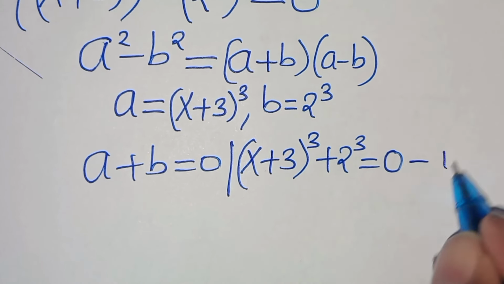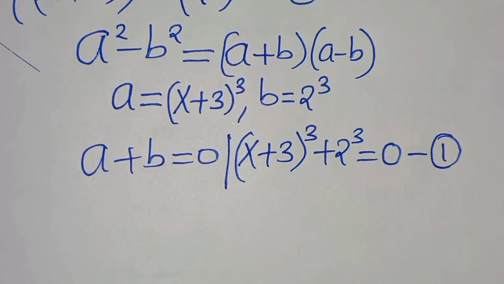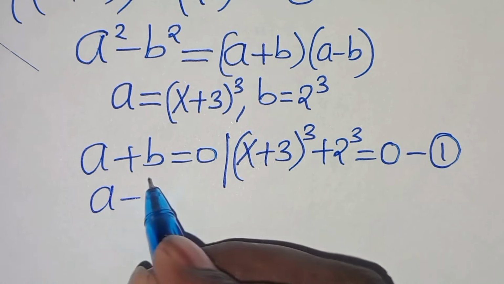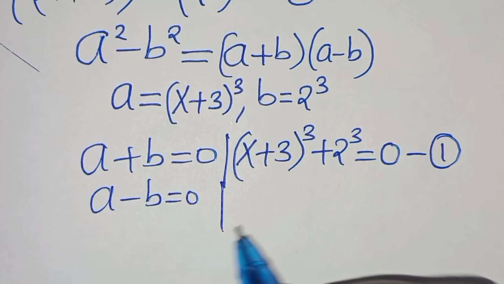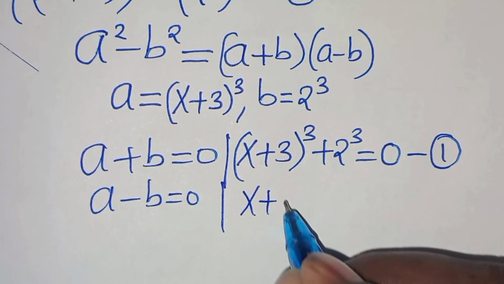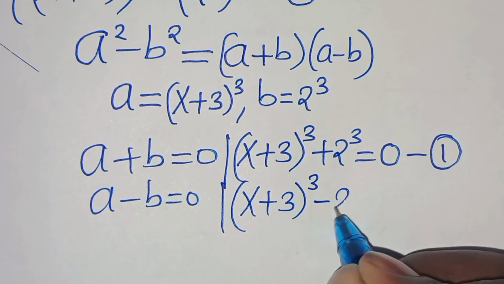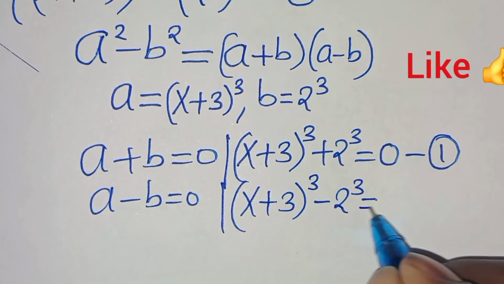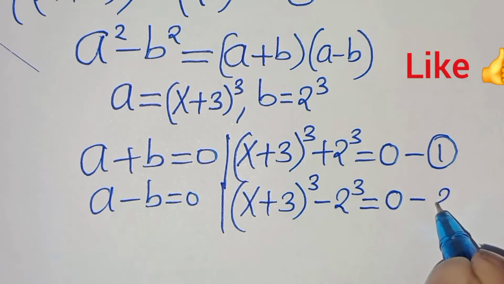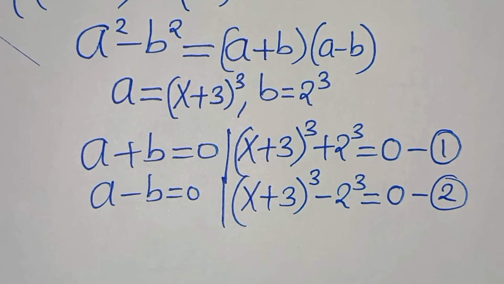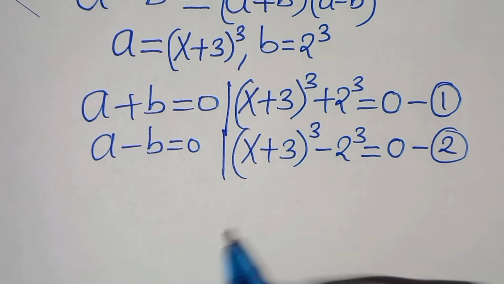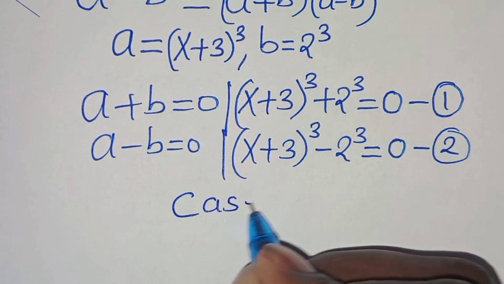Let's call this case 1. Then we have a minus b equal to 0. This is (x + 3)^3 minus 2^3 equal to 0. Let's call this case 2. So let's start with case 1.